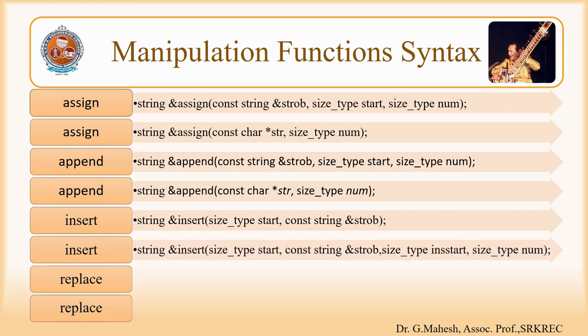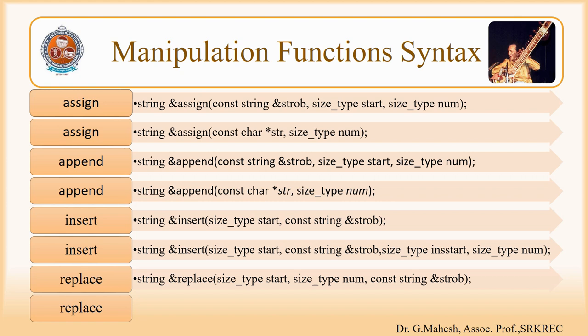The next function is the insert function, for inserting a substring into the invoking string starting at the start position. The substring starts at the given start and is of length num. And then you can also replace a string with another string using the replace function. Again, you can replace in the invoking string starting at the start position and of length num from the string strob.